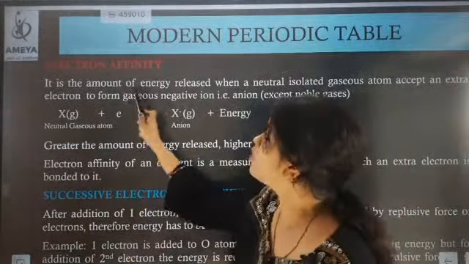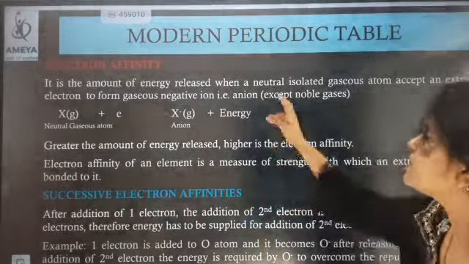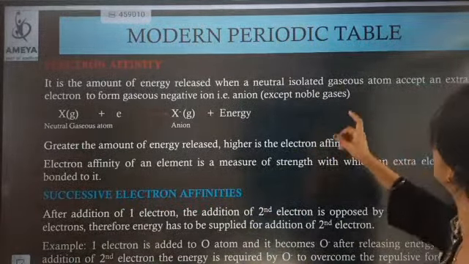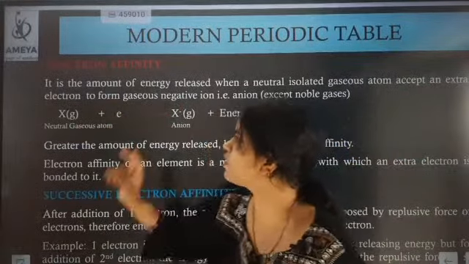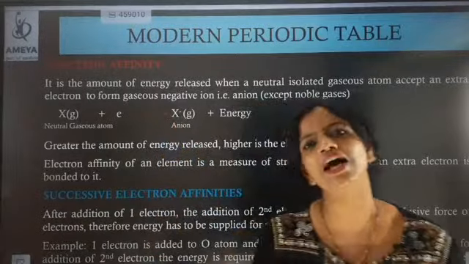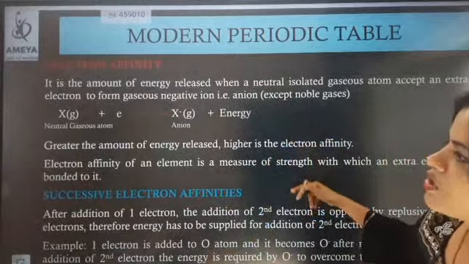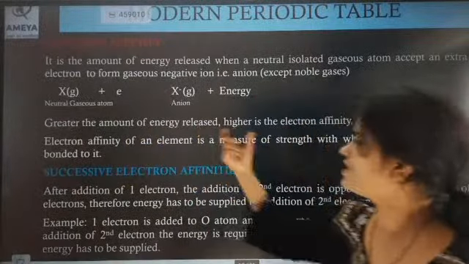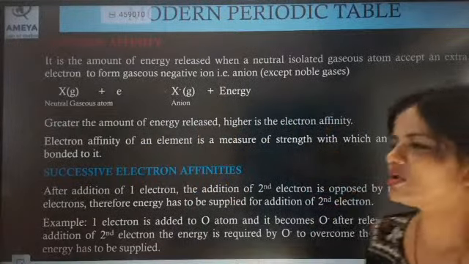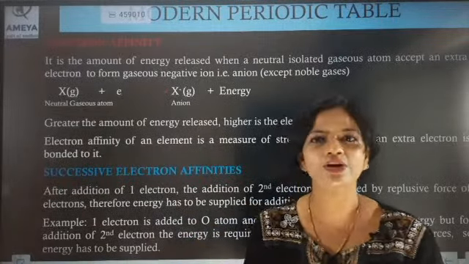Electron affinity is the amount of energy released when a neutral isolated gaseous atom accepts an extra electron to form a gaseous negative ion. At that time it is making an anion. So the greater the amount of energy released, the higher is the electron affinity.